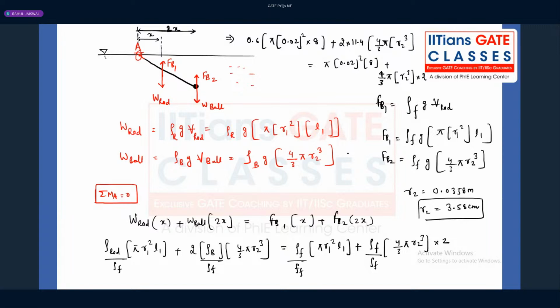Remember that we cannot do this. Some of you might be thinking, sir, weight of the rod plus weight of the ball is equal to buoyancy force 1 plus buoyancy force 2. This is incorrect because there will be hinge reaction forces also coming, and if you try to do it that way, you cannot find the radius of the ball because you don't know r1. That's why the better equation is to take the summation of moments about point A to be 0 instead of taking the summation of forces in the y direction to be 0.